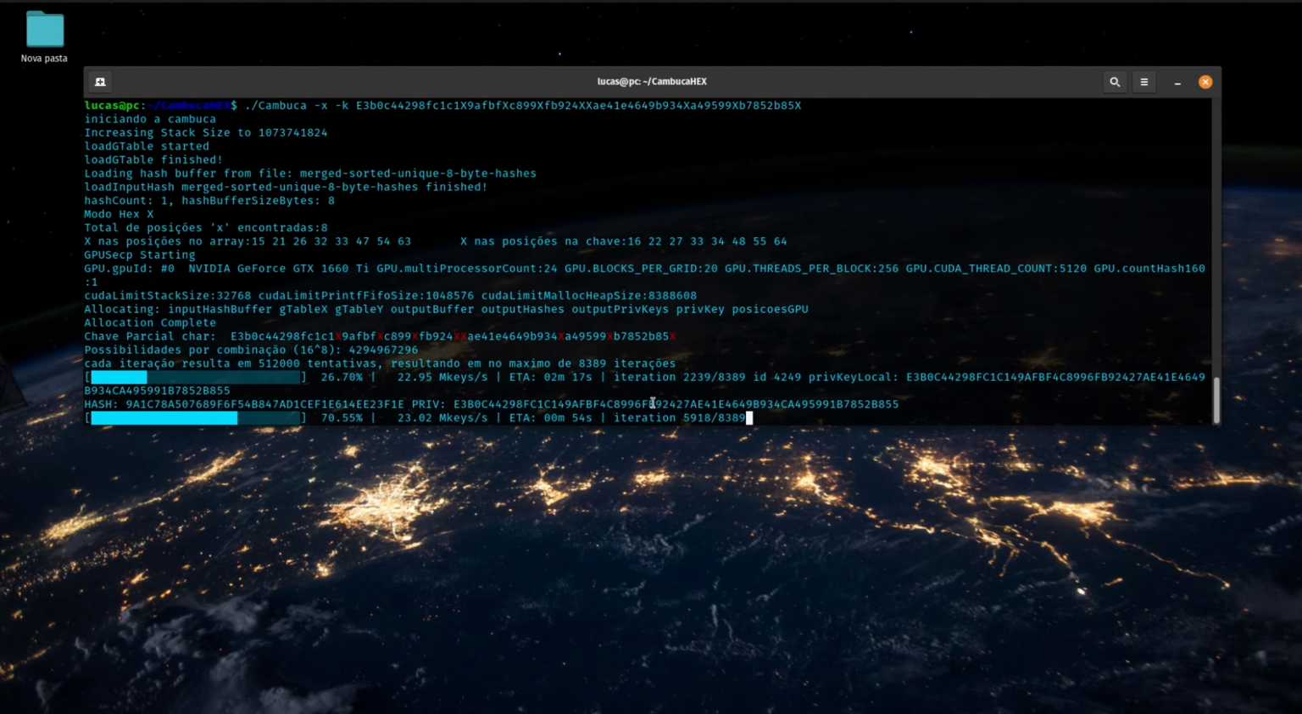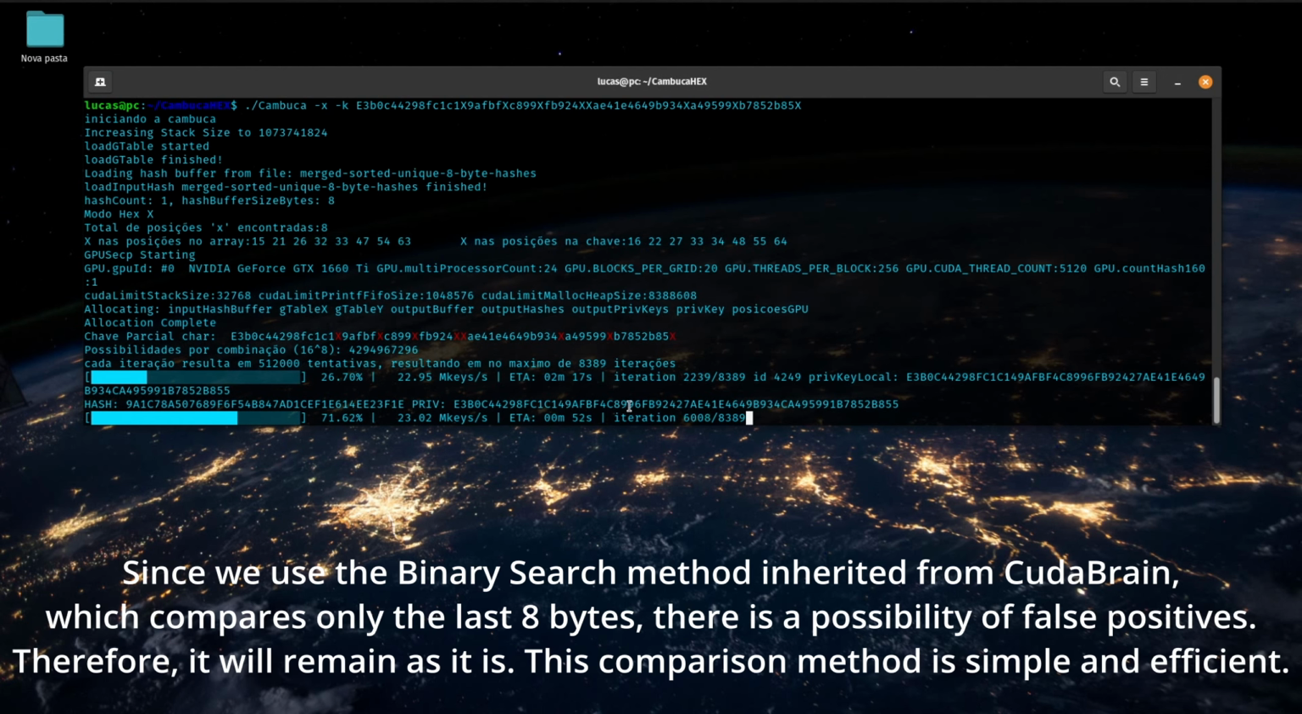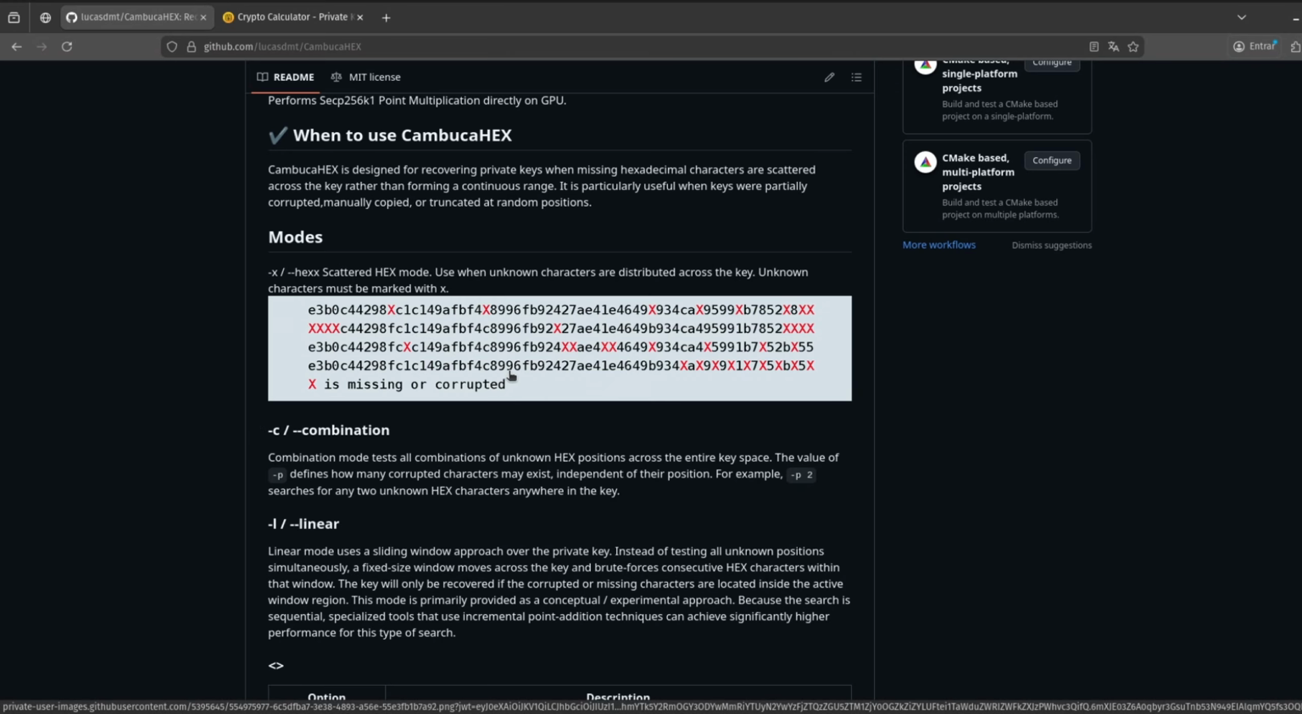He found the key. He still continues searching even after he has found the key. Maybe one day I will correct this. This was our X mode. We also have the combinate mode, where you can repair a private key without knowing the exact position of the corrupted characters. The -p parameter represents the maximum number of corrupted characters to be searched for.